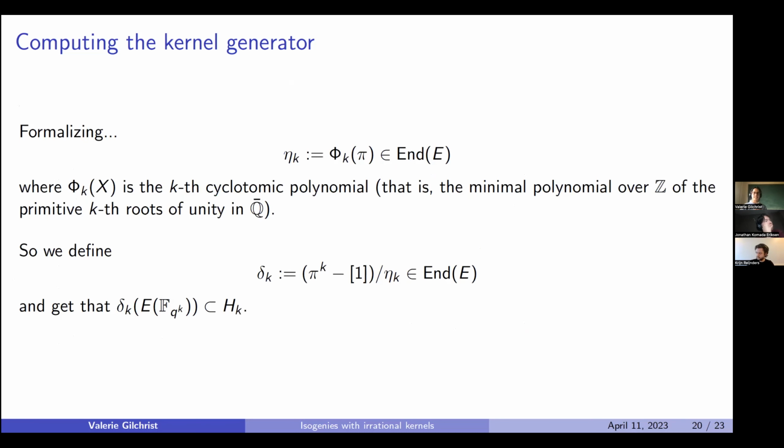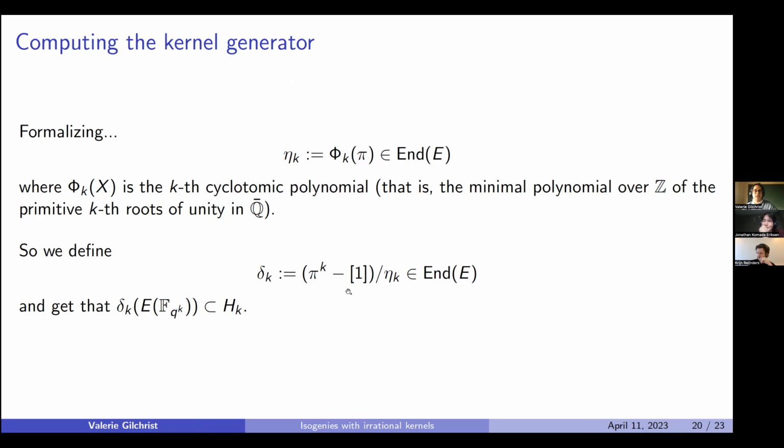Okay, so formalizing this a little bit, this is going to get a bit abstract, but if you understood the examples, I think you're in good shape. But so first we're going to define this map A_k, which is the kth cyclotomic polynomial evaluated at Frobenius. And so we'll use A_k to define our delta.